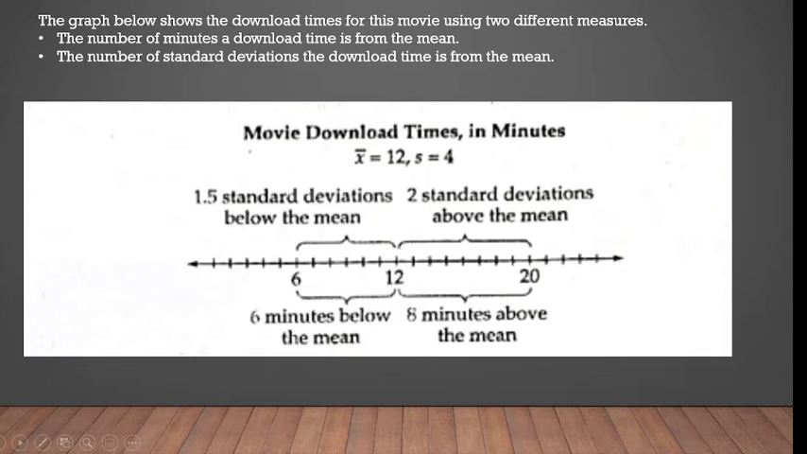On the right side, we have 8 minutes above the mean. So we divide 8 by 4, which is equal to 2. So our standard deviation above the mean is 2. As you observe in the graph, the gap between the mean of 12 and the 6 and 20 is far, which is a very unusual time. So my topic today is all about z-scores.